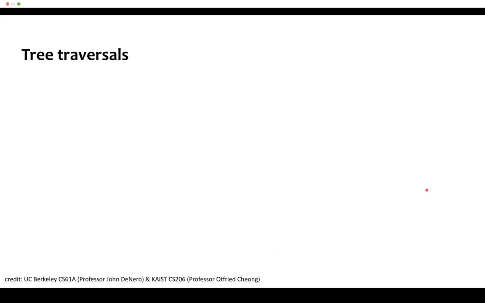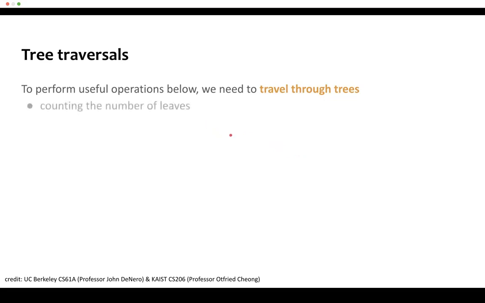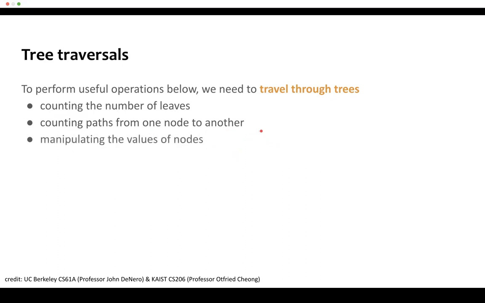All right, from now on, let's talk about tree traversals. To perform useful operations below, we need to travel through trees. Sometimes you want to count the number of leaves in a tree. And sometimes we want to count paths from one node to another. And sometimes we want to manipulate the values of nodes.